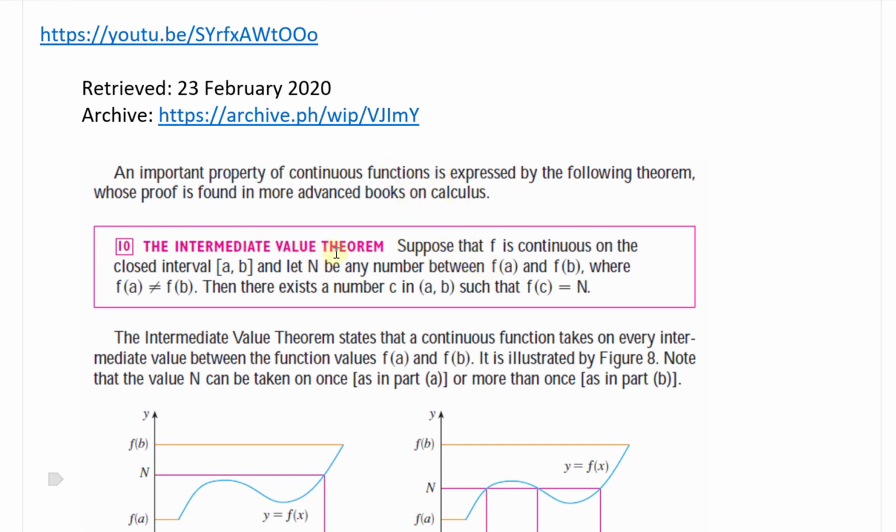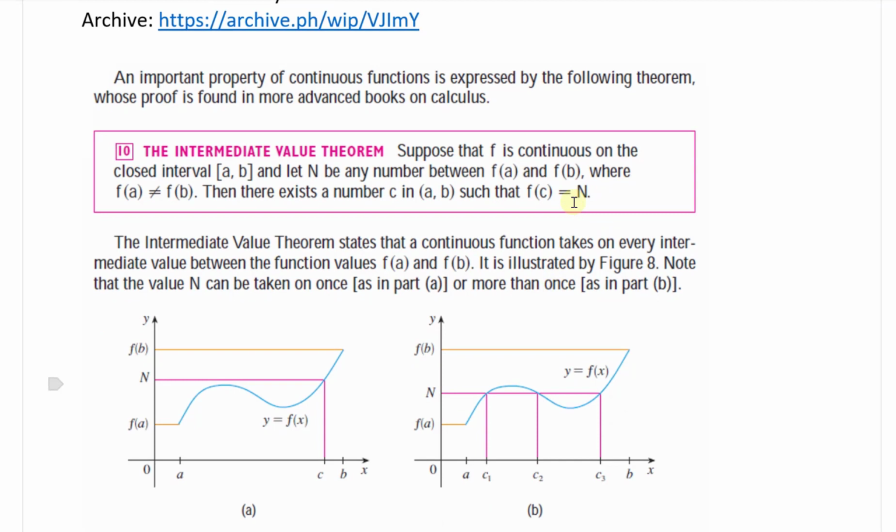So the intermediate value theorem: suppose that f is continuous on the closed interval from a to b, and let capital N be any number between f(a) and f(b), where f(a) is not equal to f(b). Then there exists a number c in the open interval (a, b) such that f(c) is equal to capital N. Again, it's basically saying that a continuous function takes on every intermediate value between f(a) and f(b). It is illustrated by figure 8.